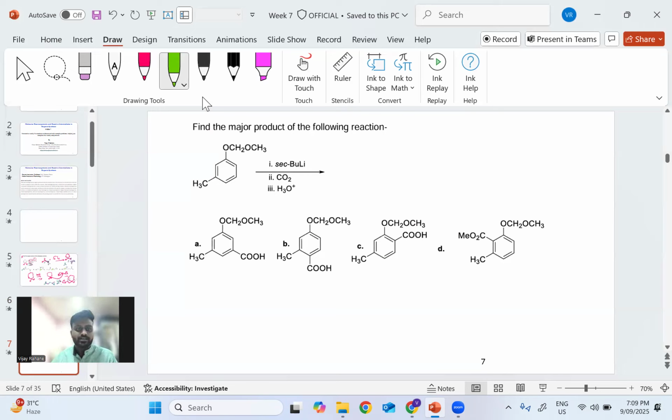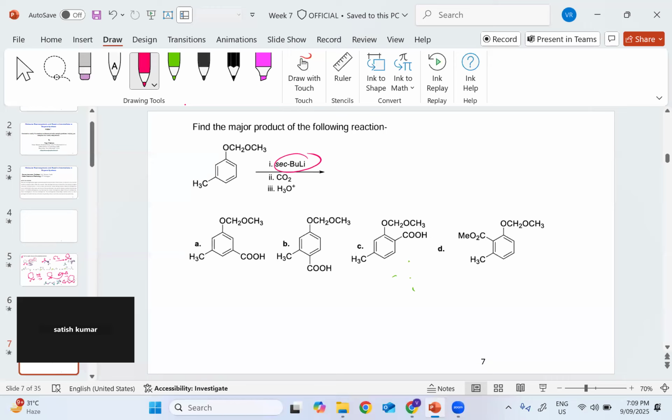This question basically involves the attack of secondary butyl lithium. That's again a strong base, and it abstracts the proton. So in this case, there will be an ortholithiation reaction, right? We have the starting material which has multiple hydrogens. There are four hydrogens available in our starting material, and obviously there are other hydrogens which are basically inert towards this secondary butyl lithium.